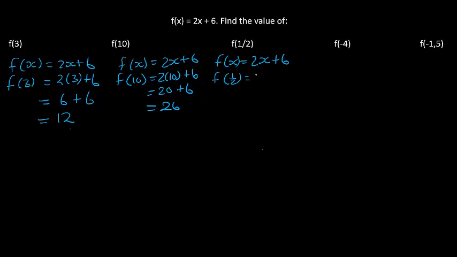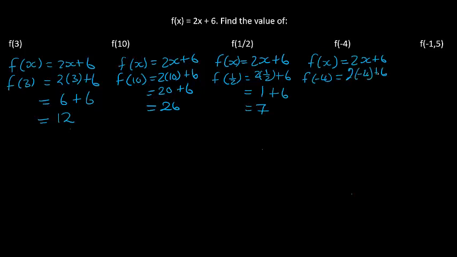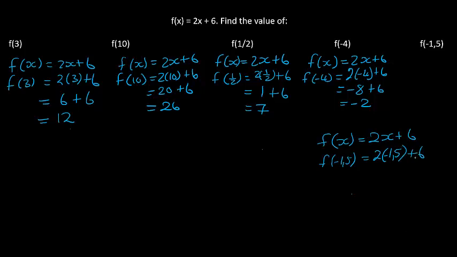f of a half equals 2 times a half plus 6, which equals 1 plus 6, which equals 7. f of minus 4 equals 2 times minus 4 plus 6, which equals minus 8 plus 6, which equals minus 2. f of minus 1.5 is equal to 2 times minus 1.5 plus 6. Let's calculate this. Plus times minus is minus. 2 times 1.5 is going to be 3, so minus 3 plus 6, which equals 3.